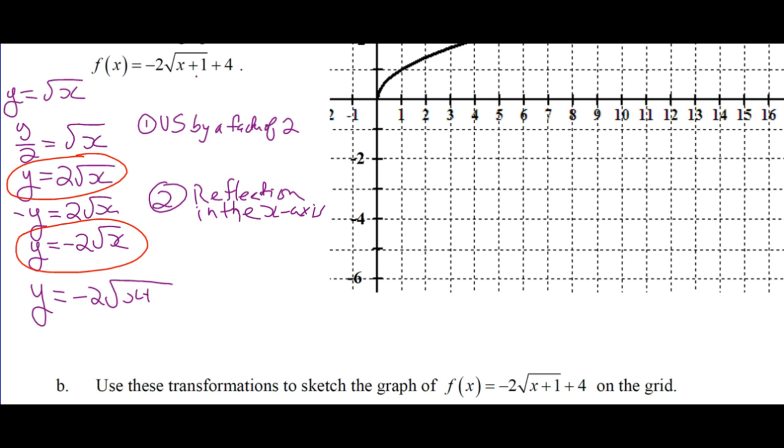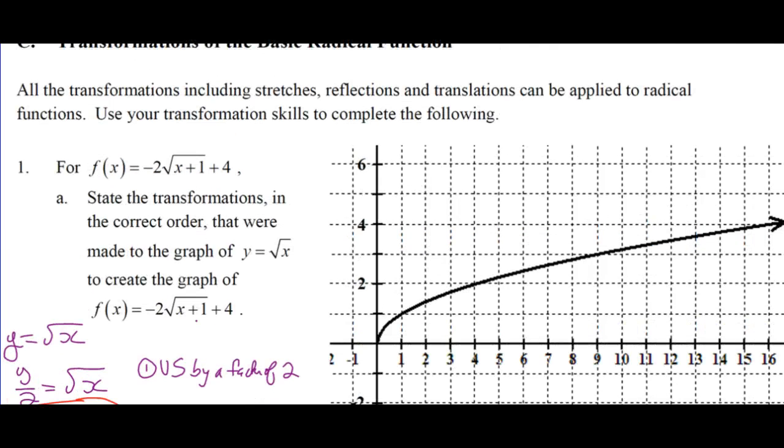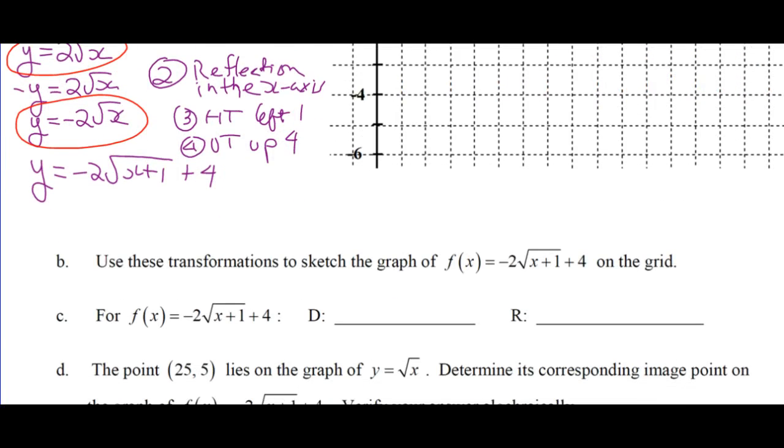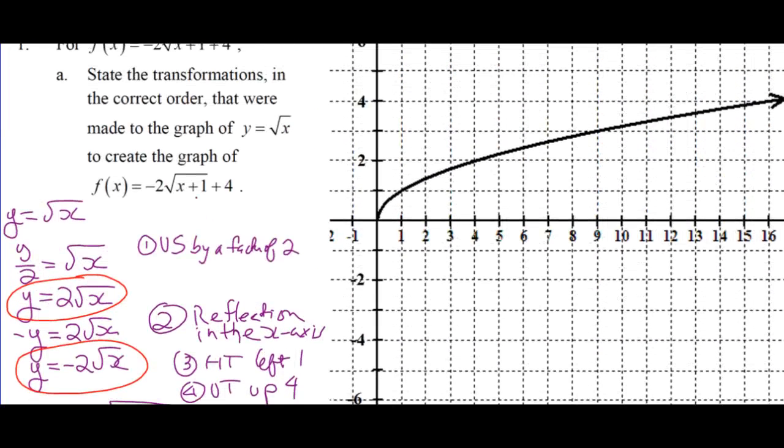Okay, I am willing to do these both at once, because one's horizontal, one's vertical. So horizontal translation, left 1, and a vertical translation, up 4. And I could have written the y minus 4, but I'm starting to get away from that now. All right, so what did the question ask? State the transformations in the correct order that were made. Okay, so now we've got the transformations in the correct order. Use these to sketch the graph.